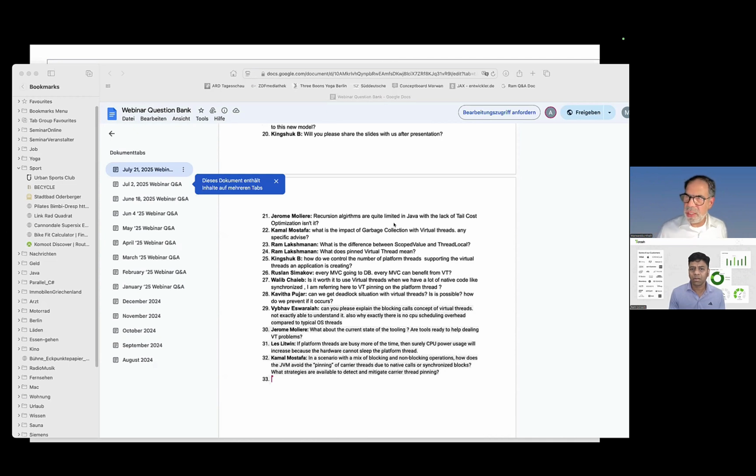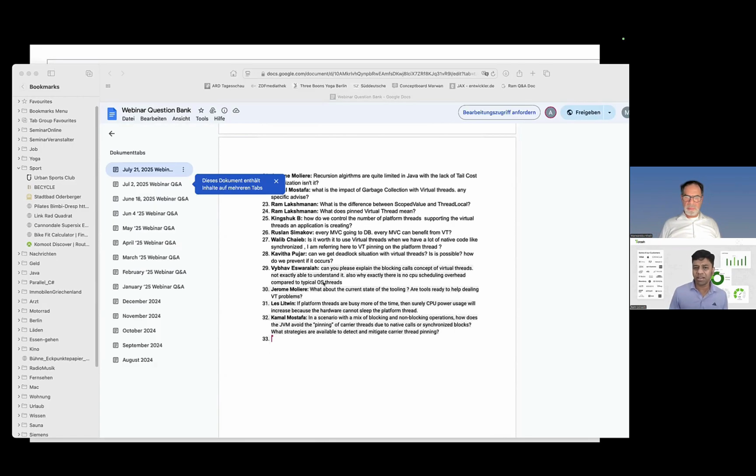Ram, comment from your side? No, I don't have any additional comments. Okay, that was recursion algorithms. Mustafa Kamal, what is the impact of garbage collection with virtual threads? Any specific advice? As we mentioned before, the virtual threads, in my opinion, will not have any noticeable impact on garbage collection. So that is my take as of now.